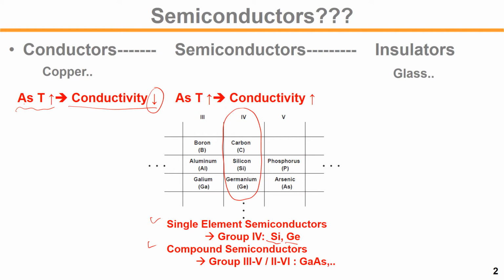Another type is the compound semiconductor. Compound means it is made out of more than one element. For example, group 3 and group 5 elements are used to form the compound semiconductor, such as gallium arsenide. So now the question still arises: why does conductivity go up when the temperature goes up? Let's take a look at that in the next slide.